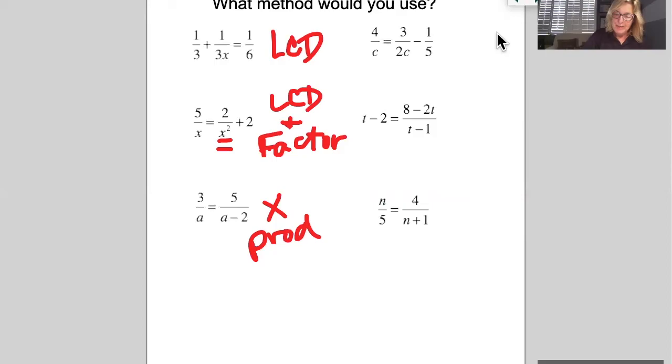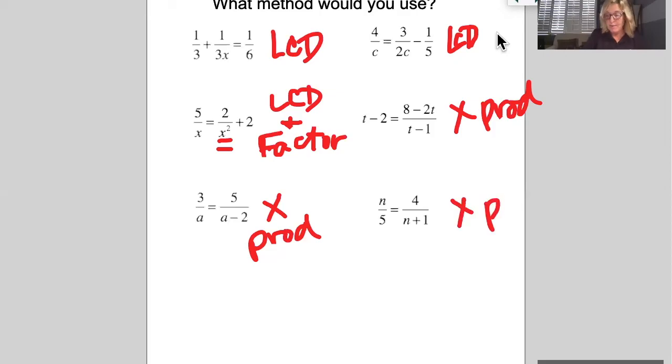Probably least common denominator here. I would do cross products on this one, probably. Although, you know, there may be more than one method that will work, and I definitely would do cross products on this one. So do you agree with me? Is that what you thought?